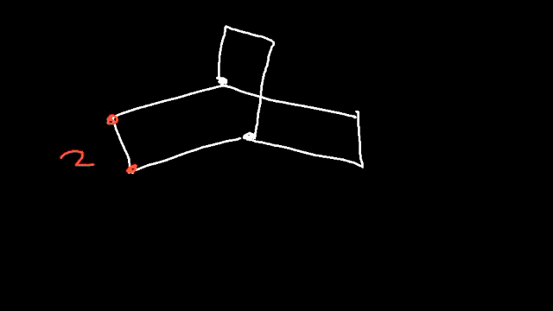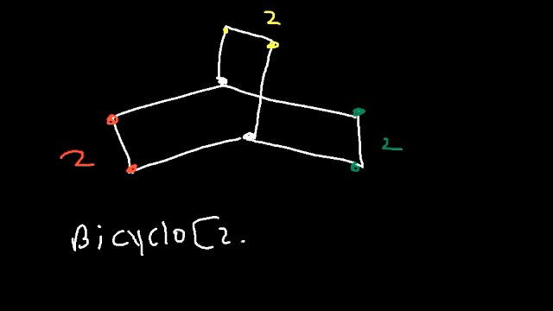As you can see, it's not very difficult to name bicyclic compounds, but let's try one final example. Go ahead and name this one. Notice that on the left side, we have 2 carbons. We have 2 on the right. And in the top portion, between the 2 bridgehead carbons, we have 2 as well. So this is going to be called bicyclo[2.2.2]octane.